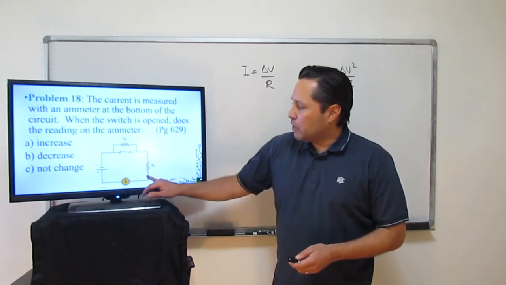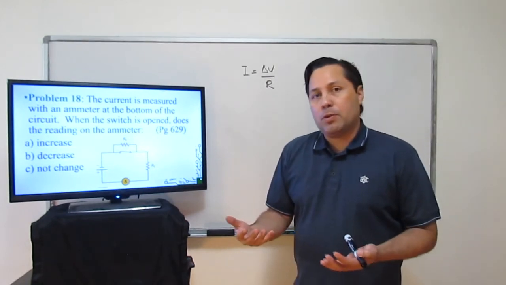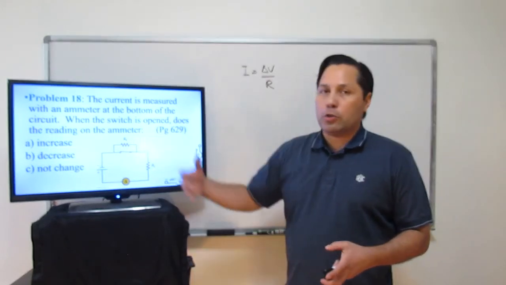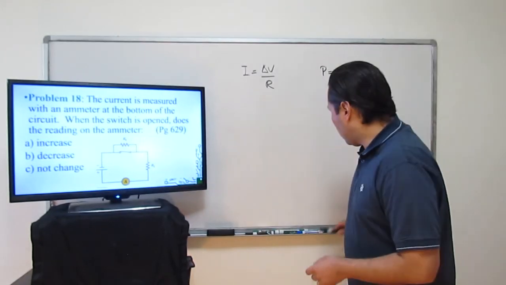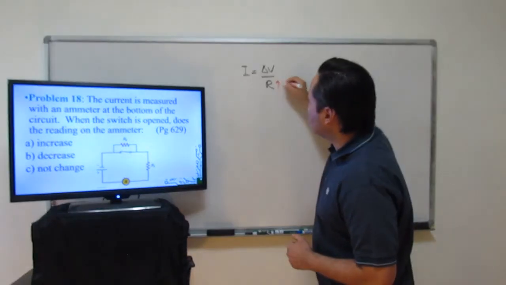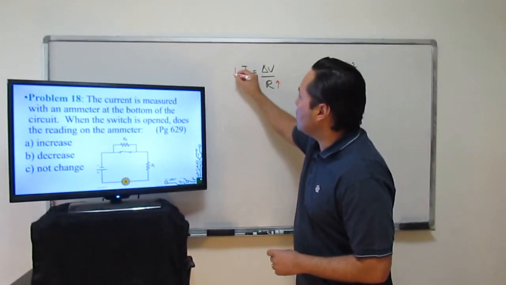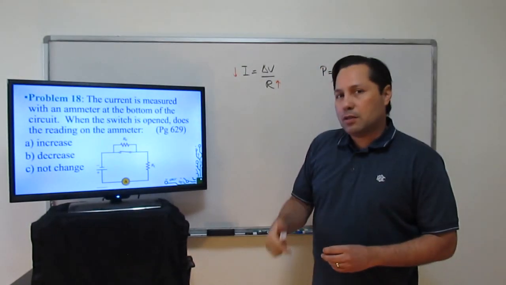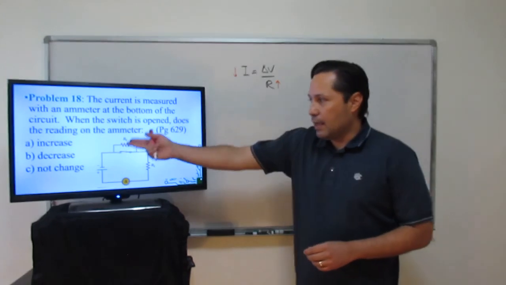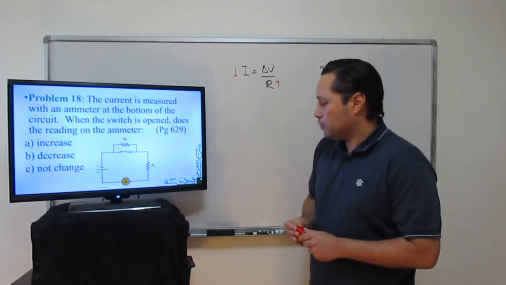So what will happen to the reading on the ammeter if we open the switch? Now the current will have to go through both of them, so the equivalent resistance will be R1 plus R2, and the overall resistance will increase as we're adding more. If we increase the resistance, which is inversely proportional to the current, that will decrease the current. So the answer for this problem will be letter B. It will decrease the current overall.